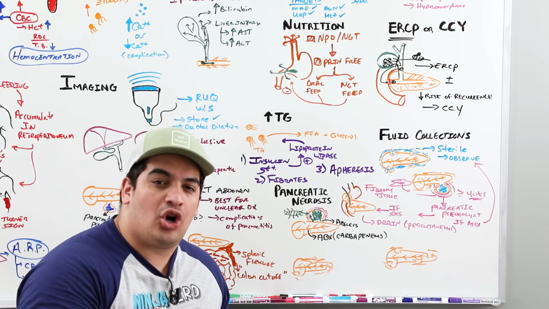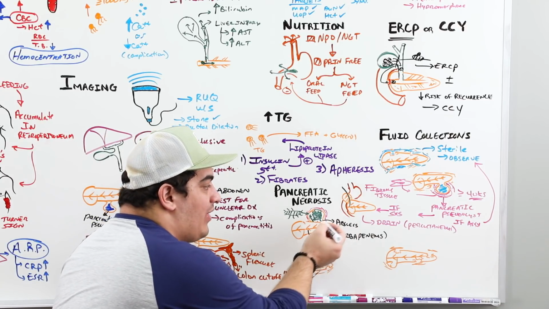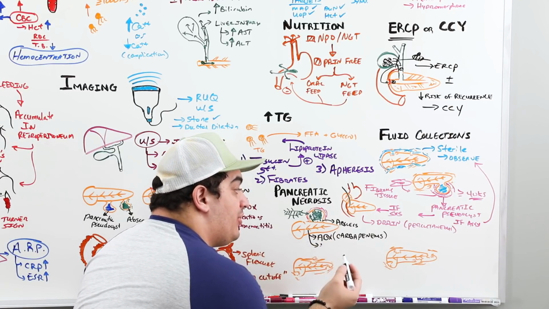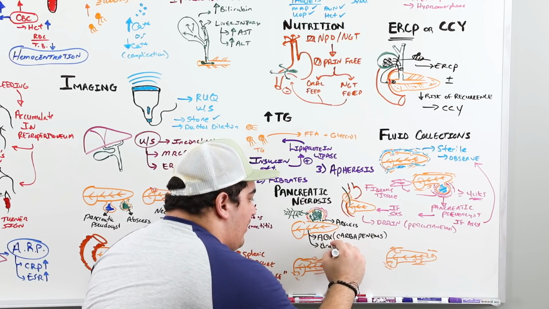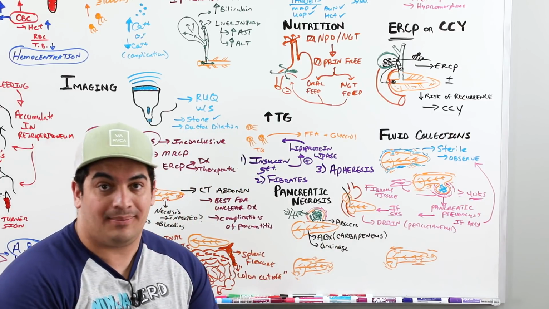Now, if you start the carbapenems and they're still maybe not getting any better, you may actually have to suck some of that pus material out. And so you may also have to do a drainage. You may have to do what's called a CT-guided drainage of that area, okay?